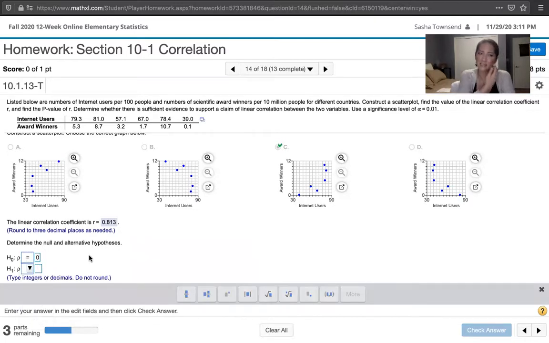Or at least in this class, it is always that the population linear correlation coefficient is equal to 0. And then if we are saying, is there a correlation or is there not a correlation? The null is that there's no correlation. The alternative hypothesis is that there is a correlation. So that means that the linear correlation coefficient in that case would be non-zero.